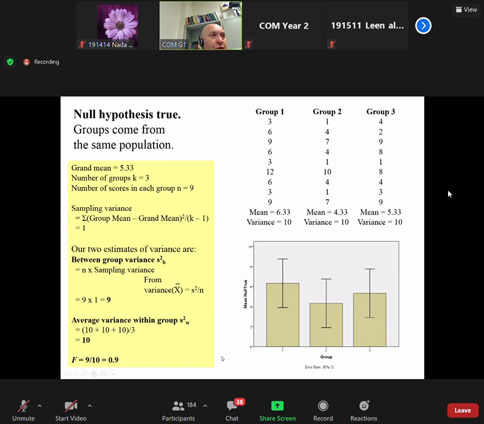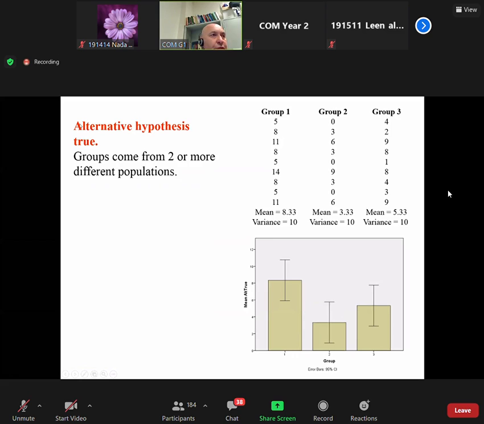Let's move to the situation where the alternative hypothesis is true. Okay, so this actually looks the same, but I've messed up with the means. So I've added a constant here. I think I've added 2 to these numbers. So if you go back to the previous slide, yeah, I've added 2 to each of these numbers. So it now goes from 6.33 to 8.33. Otherwise these two are the same. And I've just added a constant to these numbers, so the variance will remain the same. Okay, so the variances are still 10 across there.